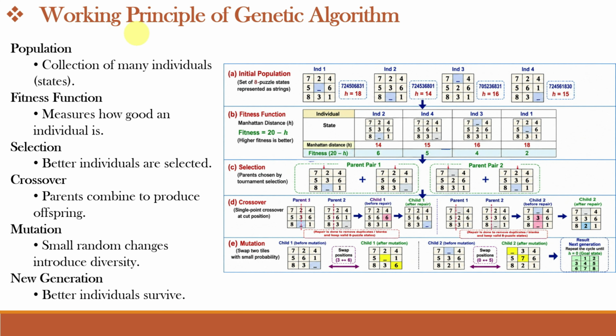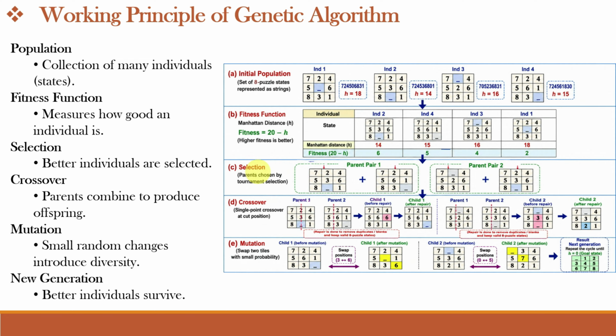Okay, let us understand the working principle of genetic algorithm. As shown in this figure, in part A, we begin with an initial population of 4 different puzzle states called individuals, individual 1, 2, 3 and 4. Each individual is represented by a string and its Manhattan distance value is also shown here. In part B, the fitness of every individual is calculated. Since smaller Manhattan value or distance means a better solution, we use the fitness value equal to 20 minus h. So higher fitness is better, and also we can see that the individuals with lower h have got higher fitness value.